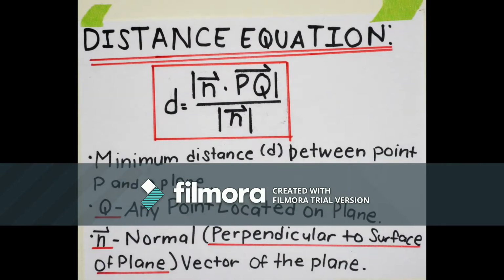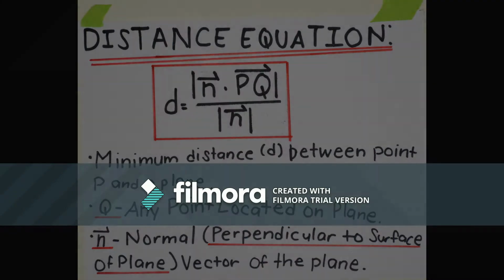The minimum distance represented by d between a point P and a plane can be found by using this equation. Distance equals the magnitude of the dot product between vector n and PQ over the magnitude of vector n. Q is any point located on the plane, and n is the normal vector of the plane, where normal is defined as perpendicular to the surface of a plane.